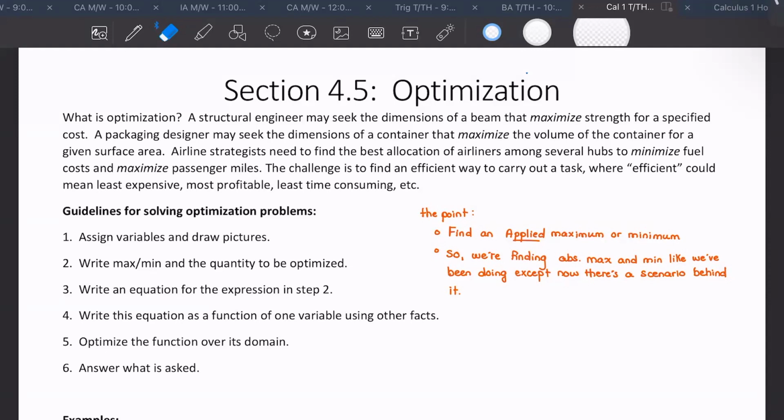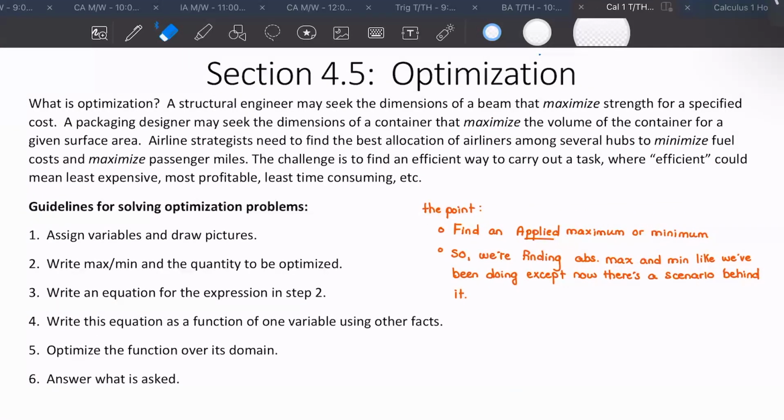Now, I know that was a lot of big words, big things going on. We're going to find an applied maximum and minimum value. So we're finding the absolute max and min like we've been doing, except now there's a scenario behind it, and we have to take all of those things into account.